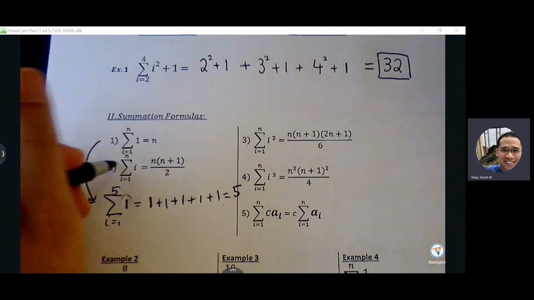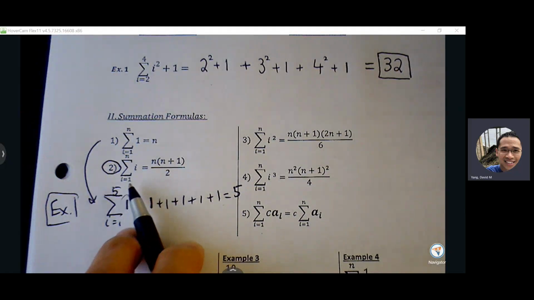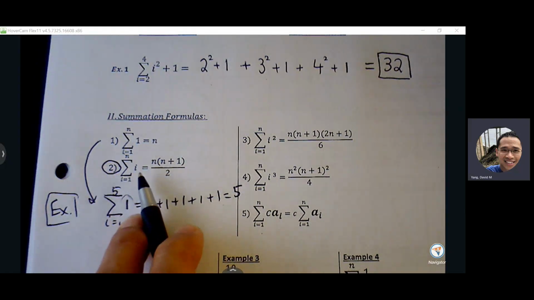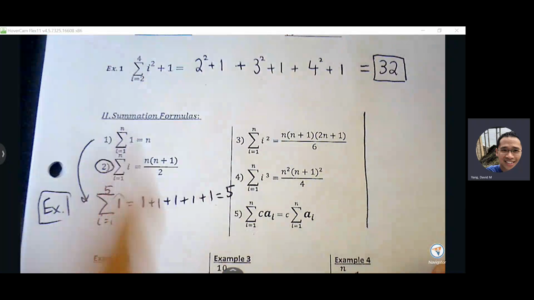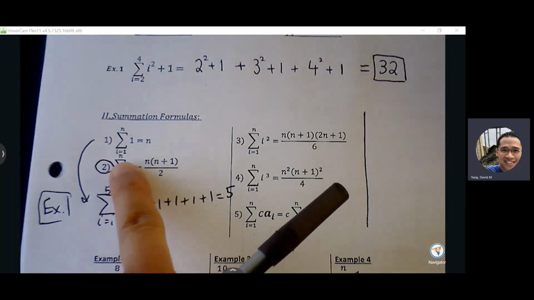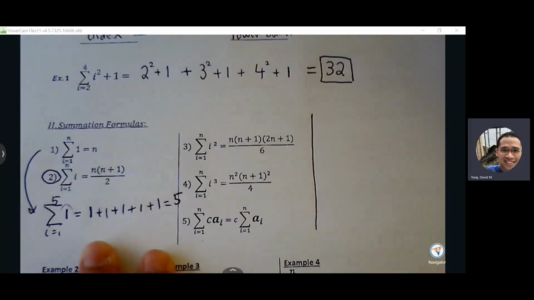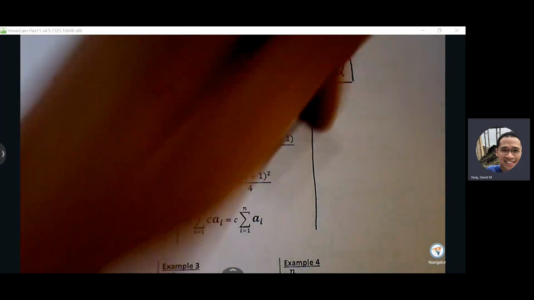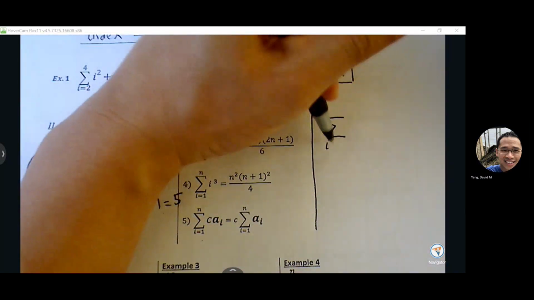The second one here says summation from 1 to n, and my rule of sequence is I. So that means if I plug in 1, I get 1. If I plug in 2, I get 2, 3, 4, all the way up to n. I can add those together, but it's a lot faster, especially if there's a lot of terms to go through, with this formula. So I want to first show you that, convince you that this rule does work.